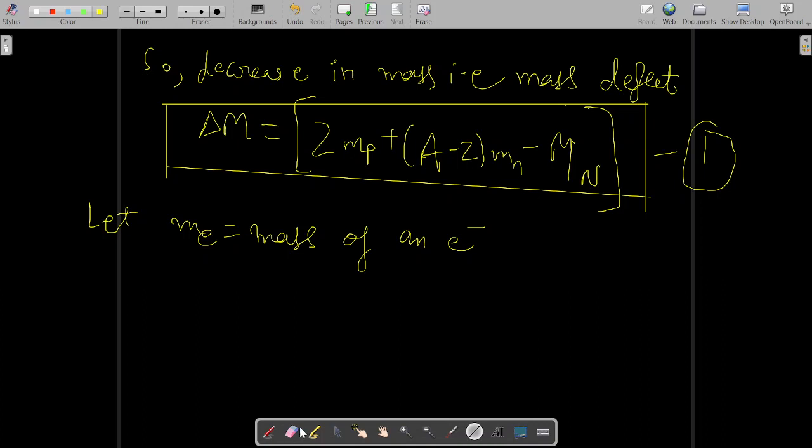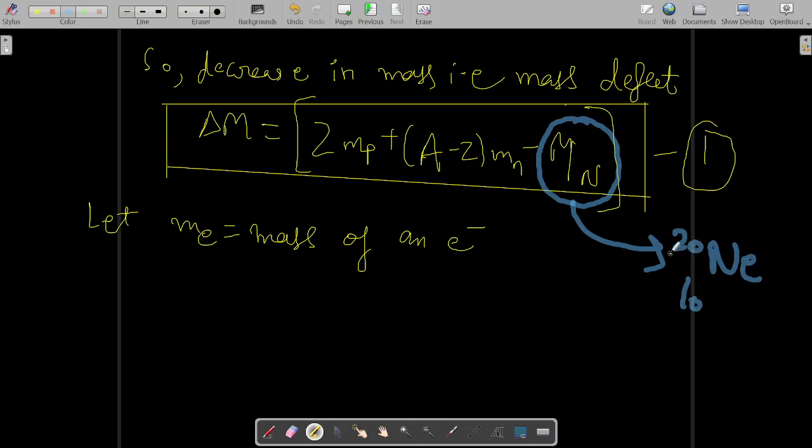Suppose this is the nucleus of some element, say the nucleus of neon 10. Our job right now is to write this in terms of the mass of the neon atom, not the nucleus. Nucleus mass is capital Mn. We want to write this formula of delta M in terms of the neutral atom of neon.